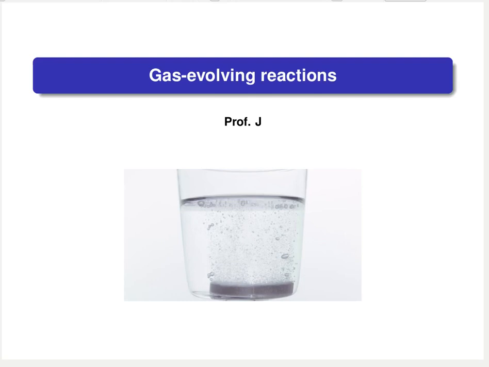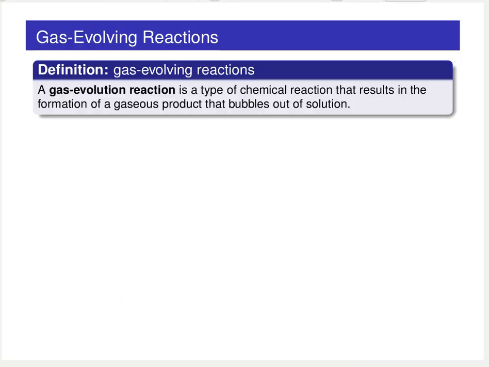Hey guys, in this mini lecture we are going to explore gas evolving reactions. As the name implies, a gas evolving reaction is a type of chemical reaction that results in the formation of a gas phase product. And if this reaction is carried out in solution, what that ends up showing up as is little bubbles, right? We see little bubbles coming out of solution.